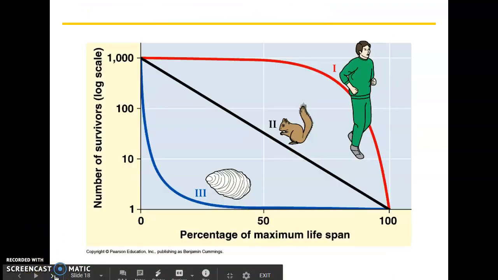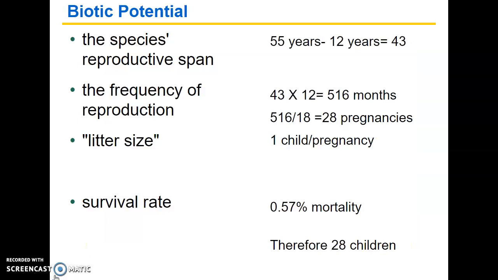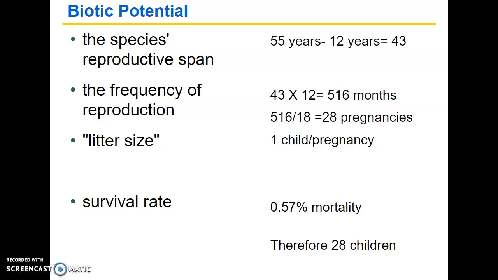All right, show it again. Okay, and then the next thing to talk about is biotic potential. Biotic potential is sort of the maximum potential of offspring a species can have in their lifetime. So I've done the example of humans here.